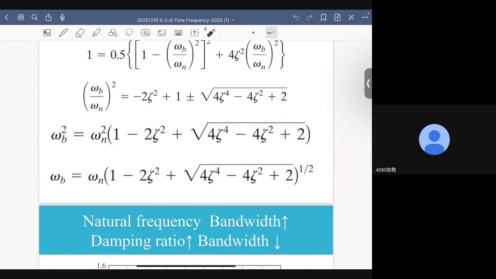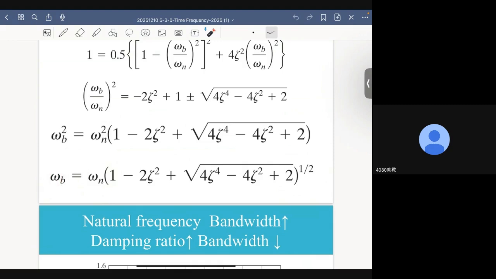that the two most important parameters of the second order system are natural frequency and damping ratio. Why do we choose these two as the most important parameters? Because they relate to many important characteristics of second order systems. For example, here, you know that the larger the natural frequency, the larger the bandwidth.